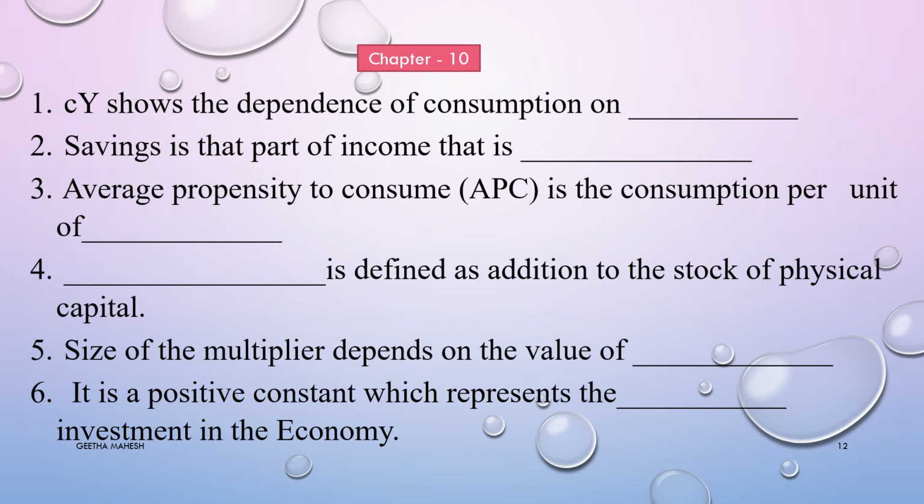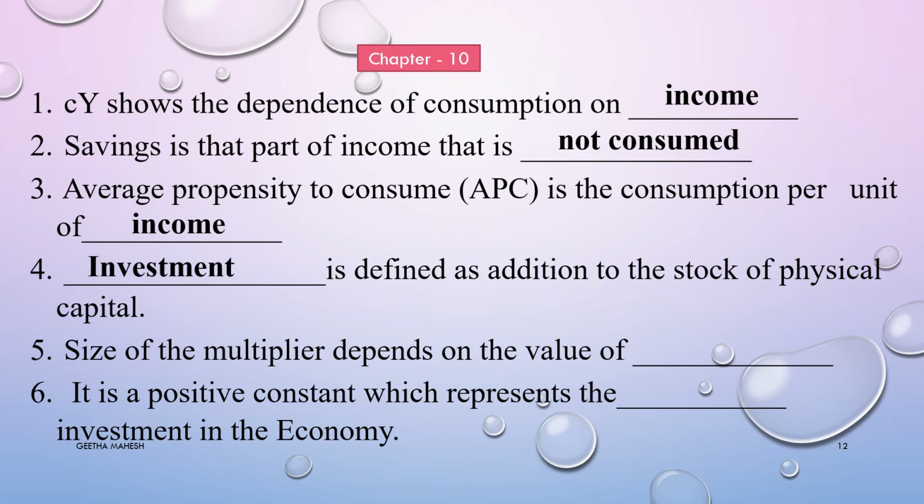Dear students, let us discuss few important fill in the blanks from the chapter 10. C equals f of Y shows dependence of consumption on income. Savings is that part of income that is not consumed. Average propensity to consume is the consumption per unit of income. Investment is defined as addition to the stock of physical capital. The size of multiplier depends on the value of MPC.